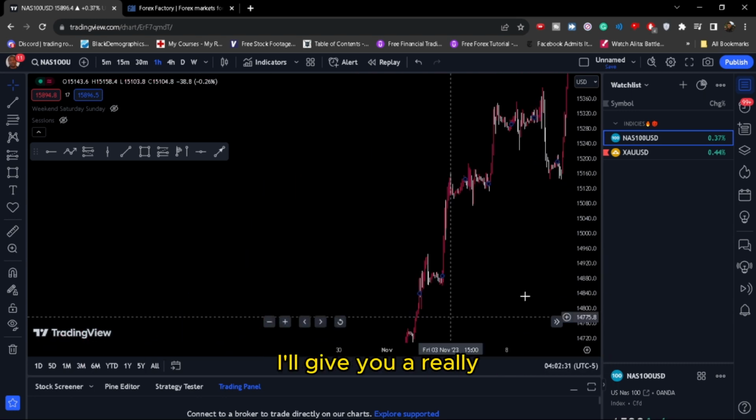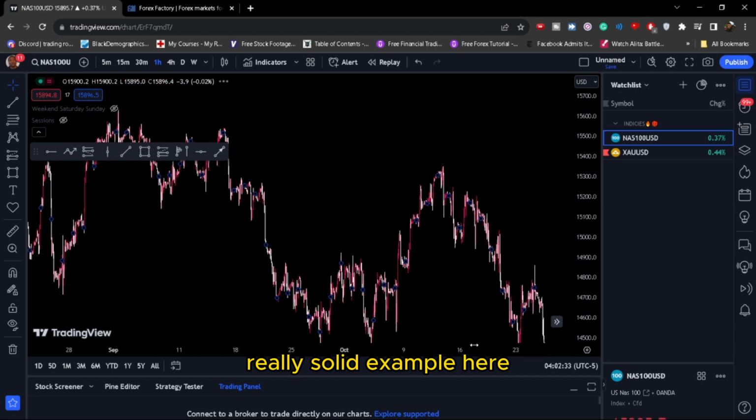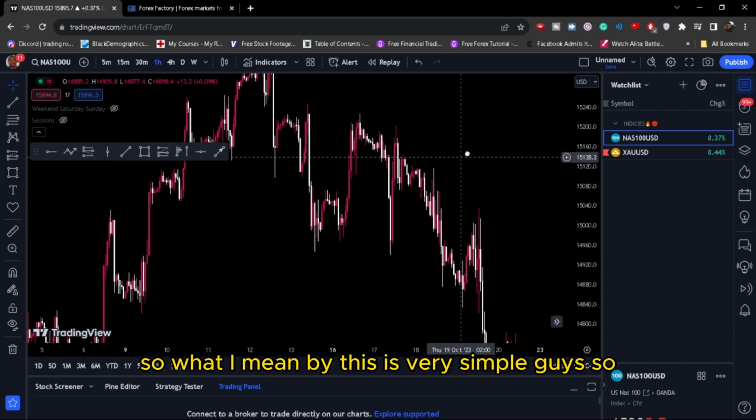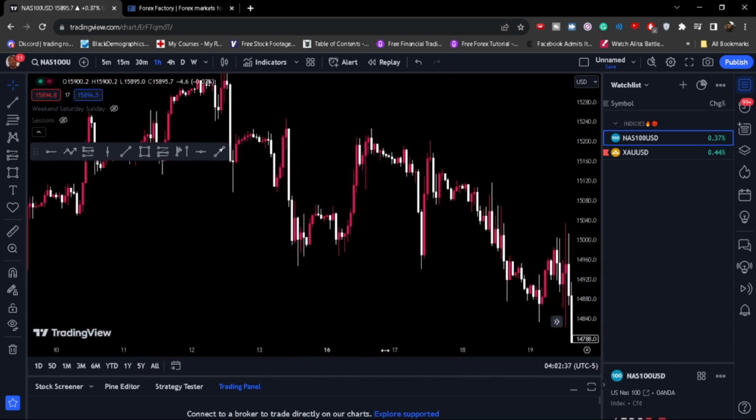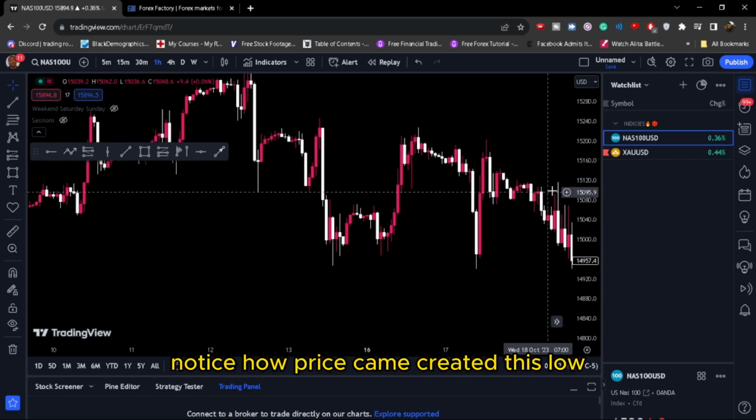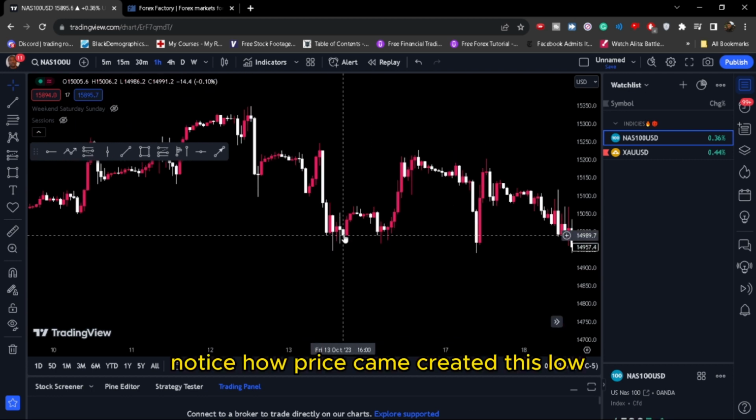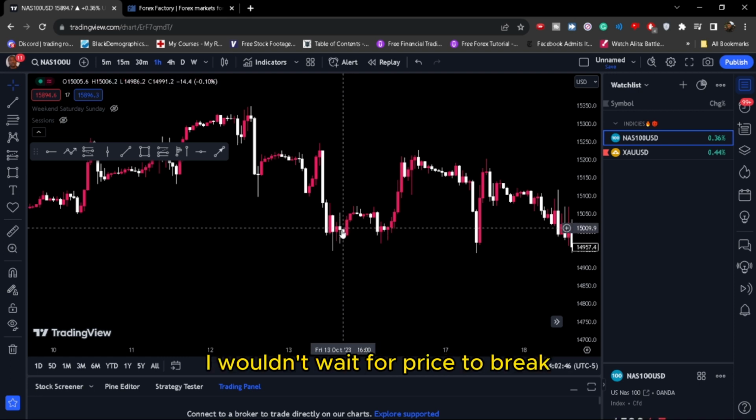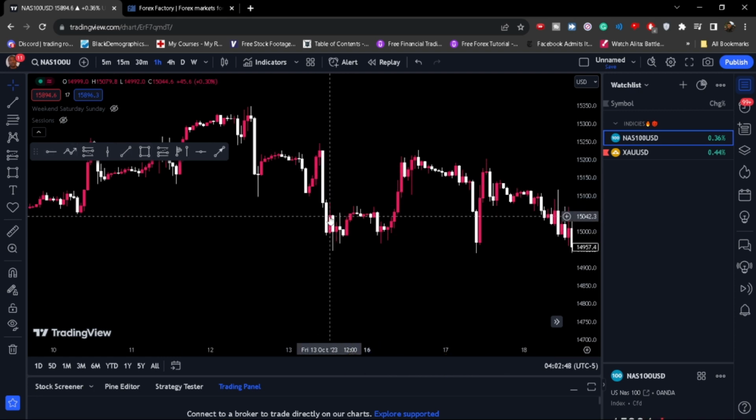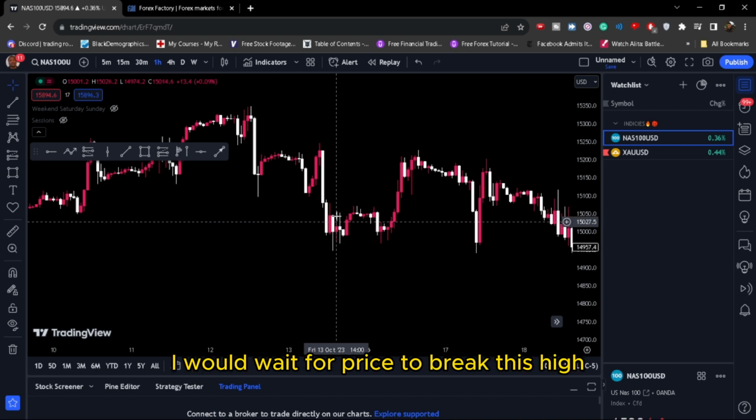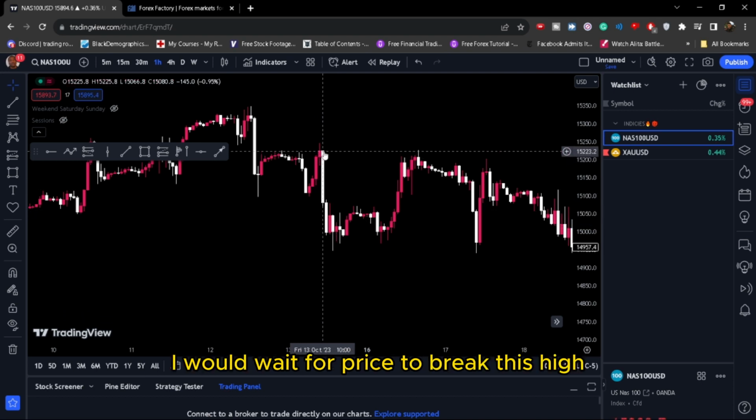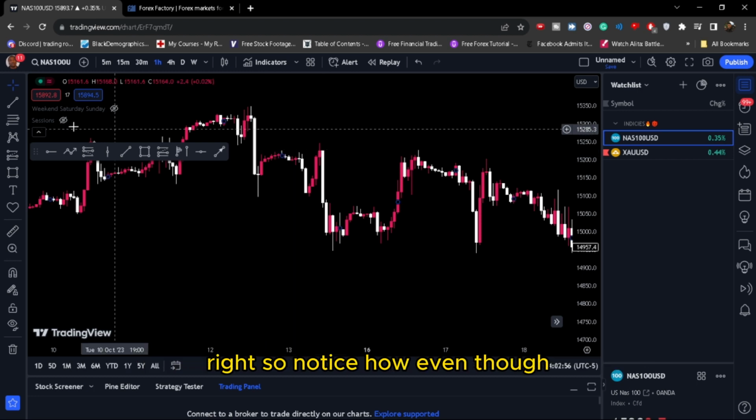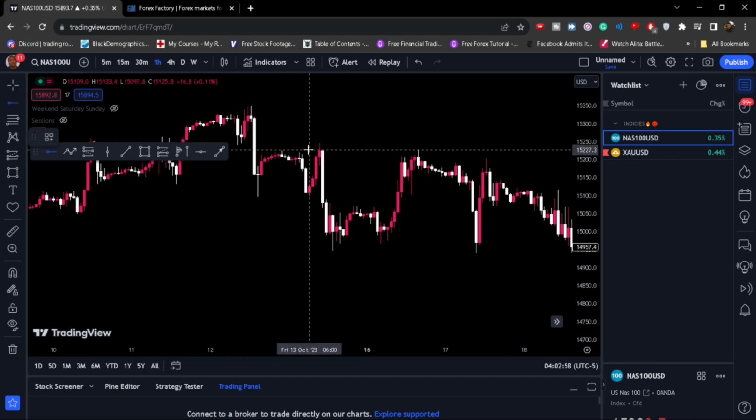So for example, I'll give you a really solid example here. What I mean by this is very simple, guys. Notice how price came, created this low, the body close. Me personally, I wouldn't wait for price to break this high or this high. I would wait for price to break this high for us to consider the 1 hour as a break of structure.